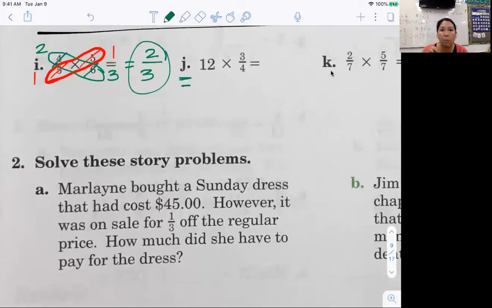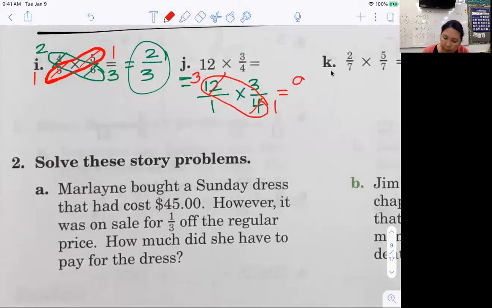We need to make one. You guys remember that? So I'm going to turn my 12 into a fraction by making one, and then I'm going to times by my 3/4. Then I always want to look, can I cross cancel? I sure can. I can divide this by 4. How many 4s can go into 4? 1. How many 4s can go into 12? 3. And then I can do my top times top, bottom times bottom.